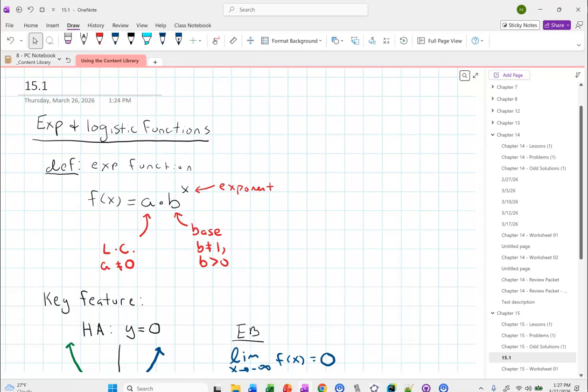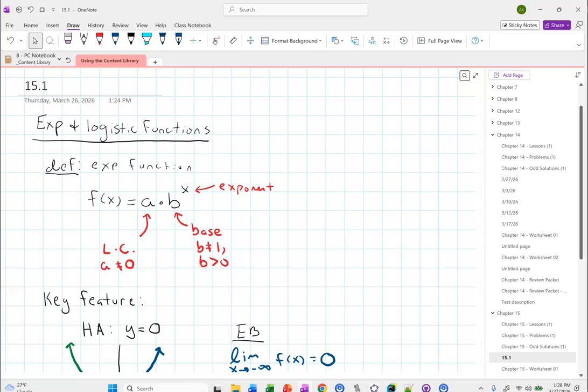Today, what we're going to be talking about are specifically exponential and logistic functions. I'll start with some definitions and some basic vocabulary. An exponential function we're going to define as something that we can write in the form of a times b to the x. We call the a the coefficient, we call the b the base, and the x is the exponent.